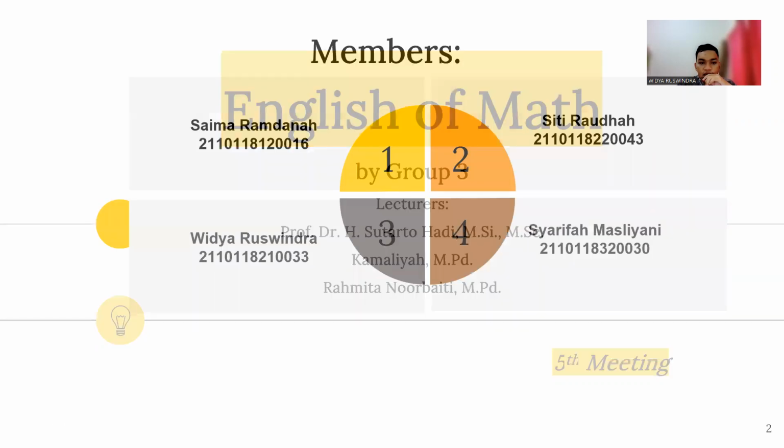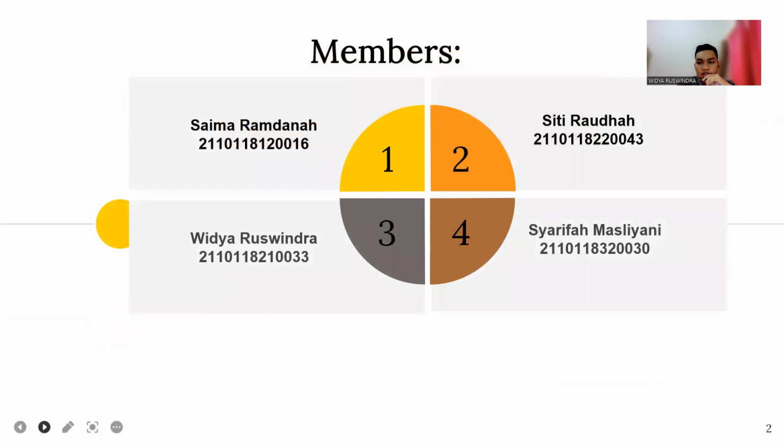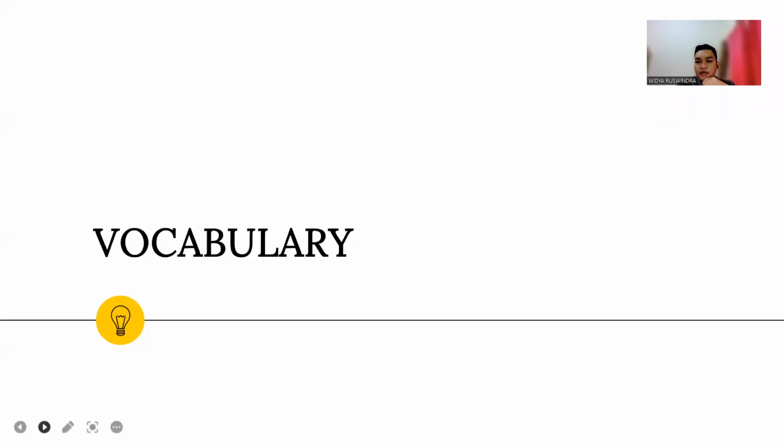My name is Widya Ruswindra. My student identity number is 2110118210033, and I'm from group 3. I will explain about vocabulary and some examples.